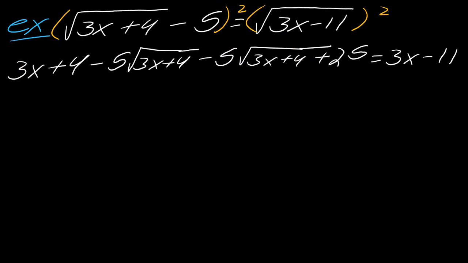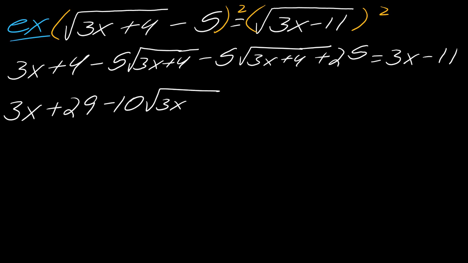And so if I collect my like terms, this is going to give me 3x plus 29 minus 10 times the square root of 3x plus 4. And then the other side is just the squared 3x minus 11. So here's what everything comes down to. Okay, so now, back up for a moment, and we just have to think logically about what we do. What are we left with here? Forget about what we were doing before.